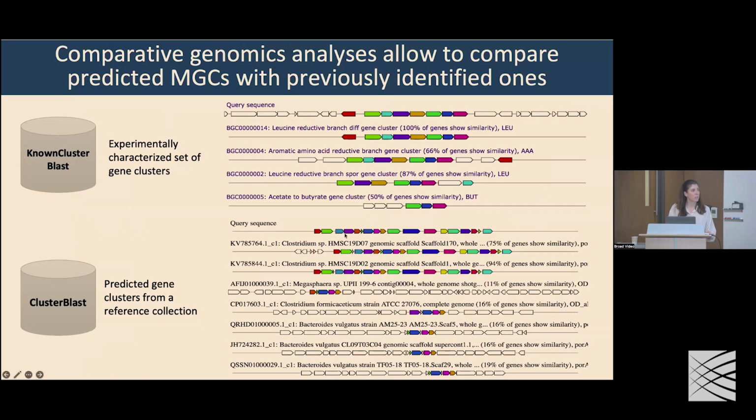So in this way, what we can do is compare the query sequence to a much larger database of gene clusters. And in this way, we are able to see a little bit of the taxonomic distribution of this gene cluster and to see, for example, if this gene cluster is preserved or only found in the same genera, or it's a little bit more widespread.